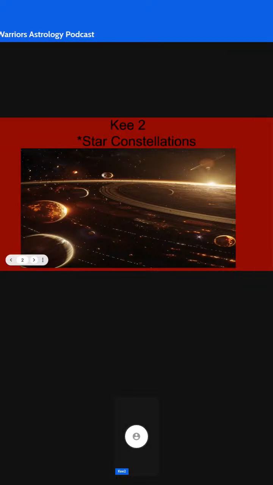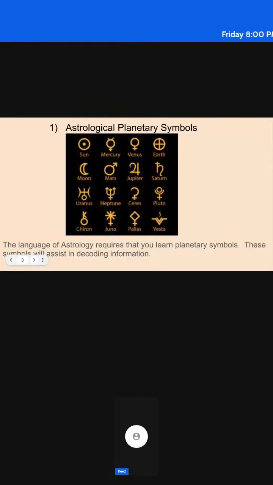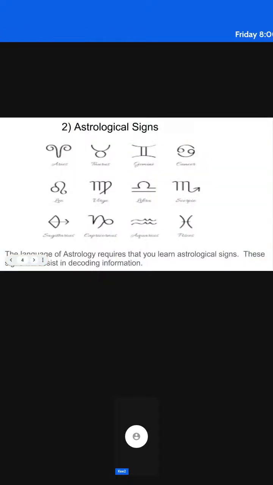Star constellations. The astrological planetary symbols are the basic language of astrology. The language of astrology requires that you learn planetary symbols. These symbols will assist in decoding information. The language of astrology also requires that you learn astrological signs. These signs will also assist in decoding information.